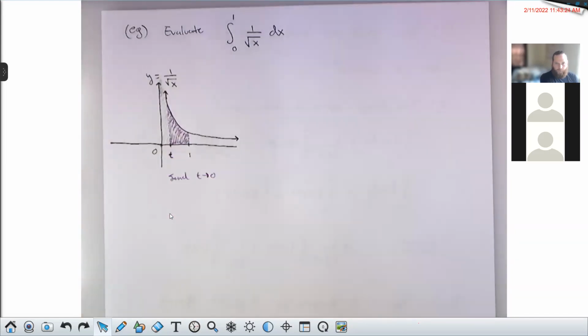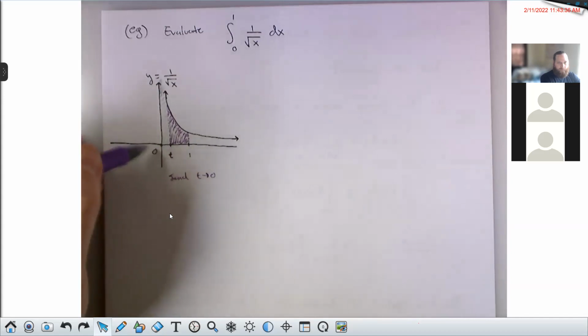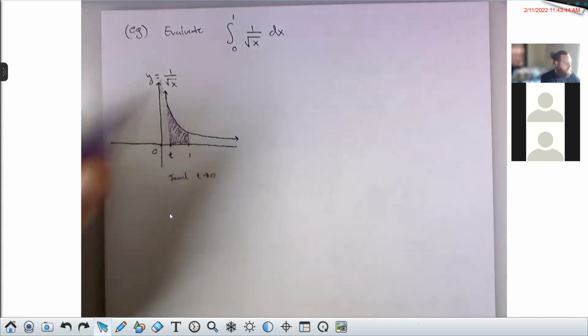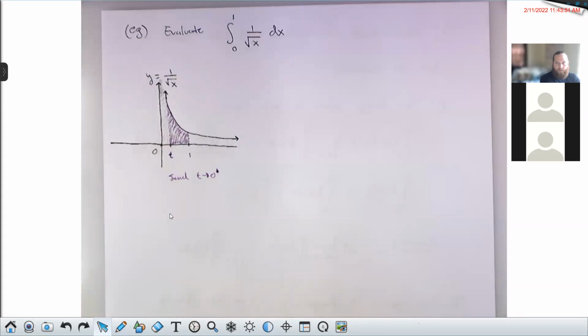But I need to be a little bit careful. I want to integrate from 0 to 1, which means I'm dropping my t between 0 and 1. And then I'm going to send t to 0. But that's a one-sided limit. I'm not interested in sending t to 0 from over here. There isn't any part of the graph over here. This function's domain is just 0 to infinity. So I need to send t to 0. Hopefully you remember this notation from Calc 1. From the right. That's limit t to 0 plus.